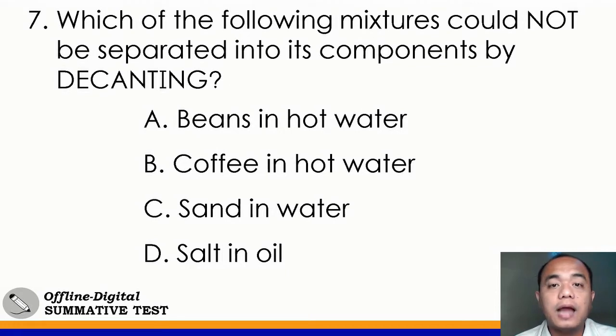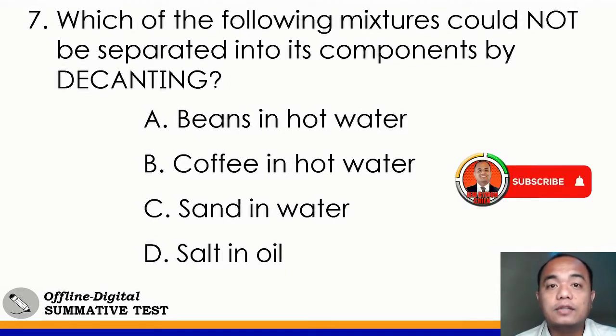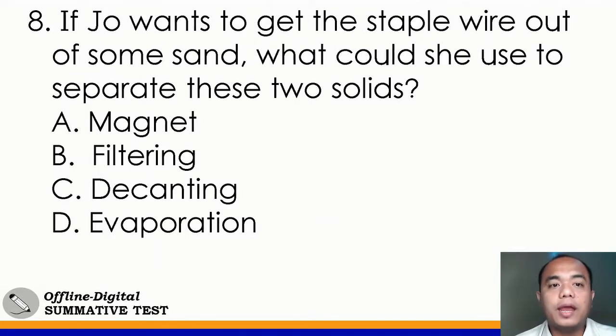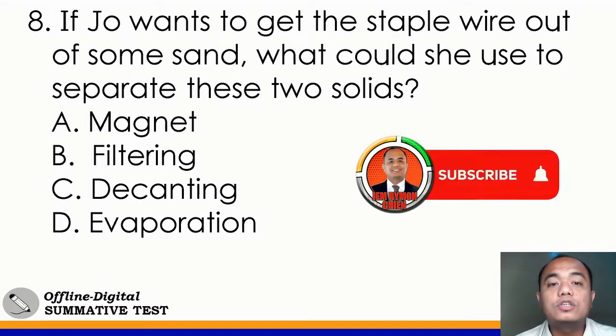Number 7. Which of the following mixtures could not be separated into its components by decanting? A. Beans in hot water. B. Coffee in hot water. C. Sand in water. Or letter D. Salt in oil. The correct answer for number 7 is B. Coffee in hot water, because coffee in hot water could be separated through evaporation. Coffee and hot water is an example of a solution, and a solution cannot be separated by the use of decanting.